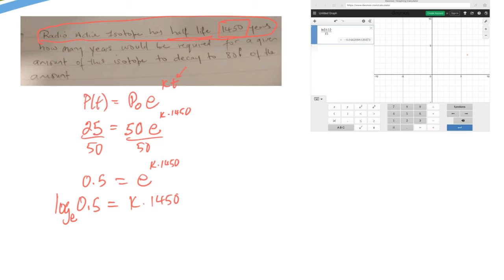Then they ask how many years will it be required for a given amount to decay to 80% of its amount. So here I've got to use the same formula. I'll put it right beside. So P of t equals P0 e to the kt. So to 80%. So that means they're starting with 100%. And it's decaying to 80%. So 80 would go on this side. E to the k, I now know k.